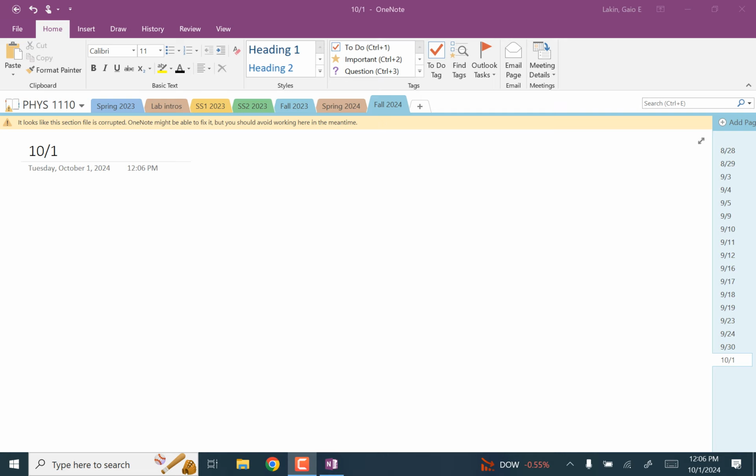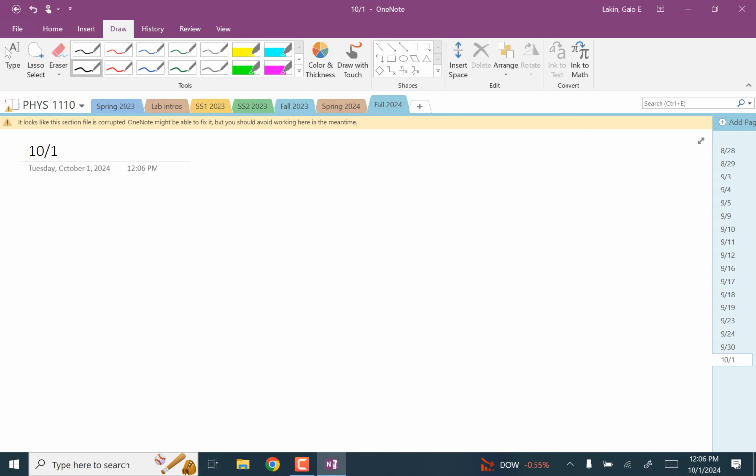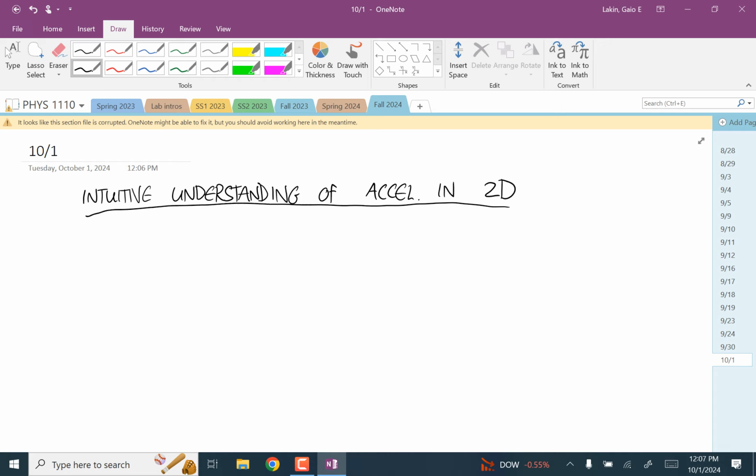So one thing I want to say, this is kind of what we've been doing in lab, but I want to do it in class too, get it in your class notes. I want to talk about an intuitive understanding of acceleration in 2D. To talk about this, I first want to talk about what's going on with 1D. So I'll start with 1D.